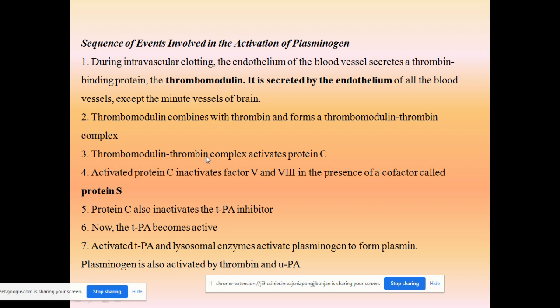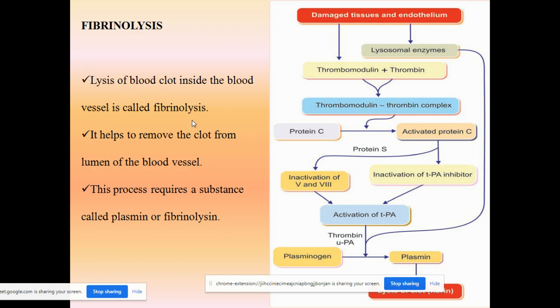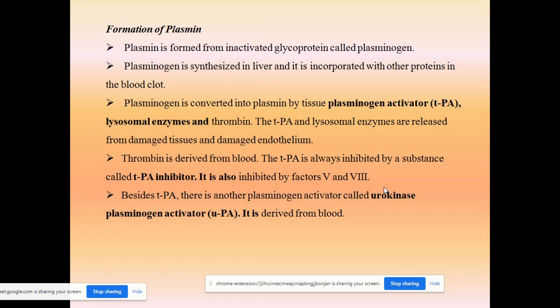Now this complex will activate the protein C. So the protein C inactivates factor 5 and factor 8 in the presence of protein S. Hope you recollect. Yeah, the activated protein C, together with protein S, will inhibit these two factors. Which factors? Factor 5, factor 8 and the TPA inhibitor, it will inhibit.